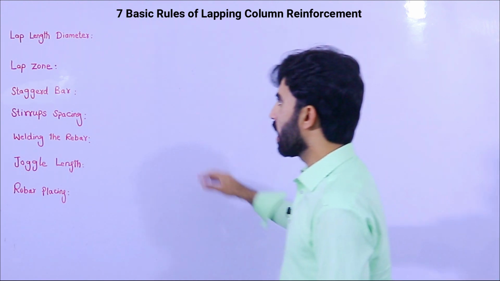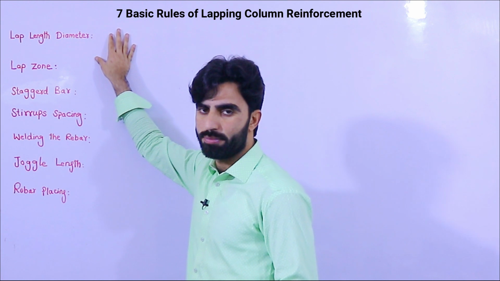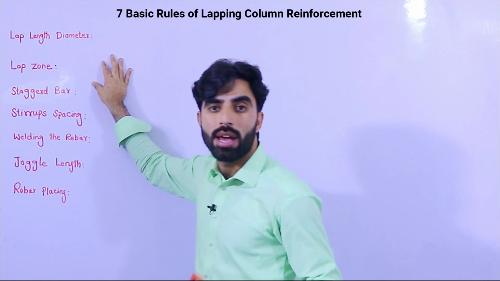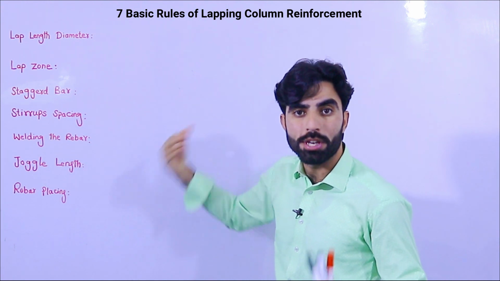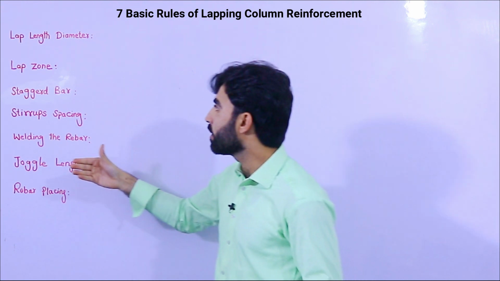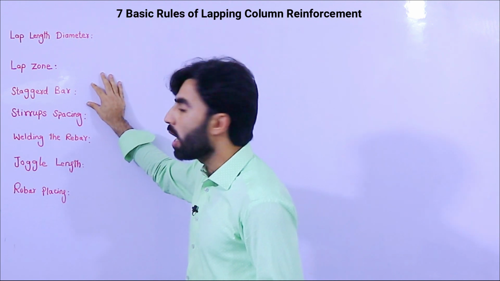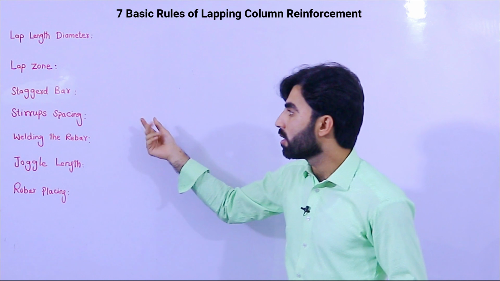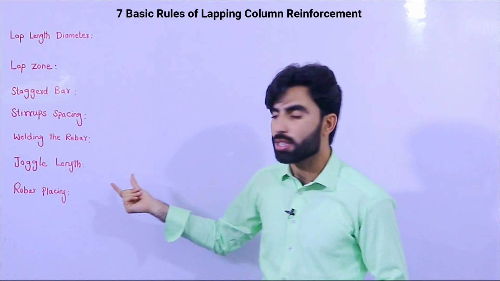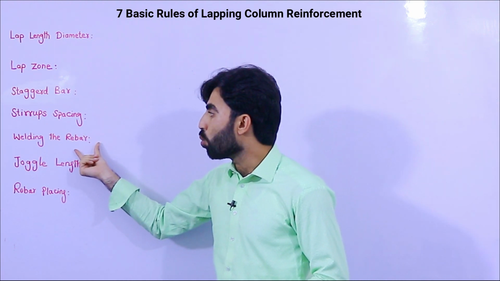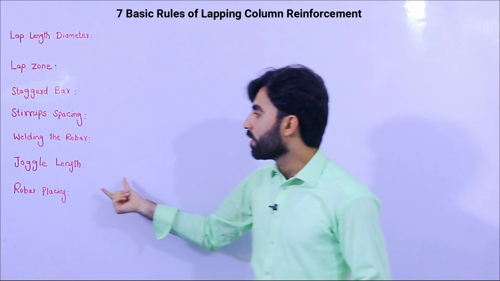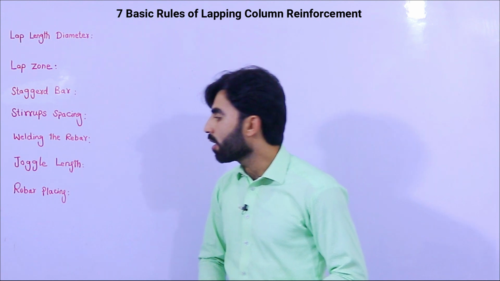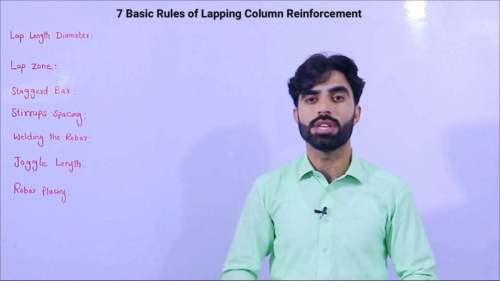Guys, the first basic rule is lapping length diameter. The second one is the lap zone, where we can provide the lapping in a column. The third one is staggered bars. The fourth one is stirrup spacing or tie spacing. The fifth one is welding the bar. The sixth one is jogger length, and the last one is rebar placing. So these are the basics.